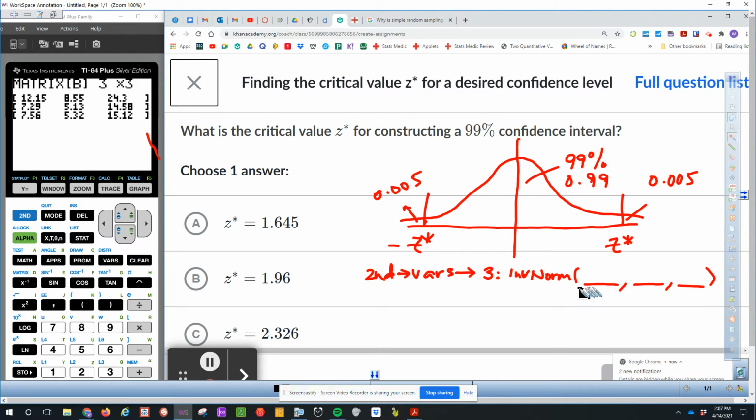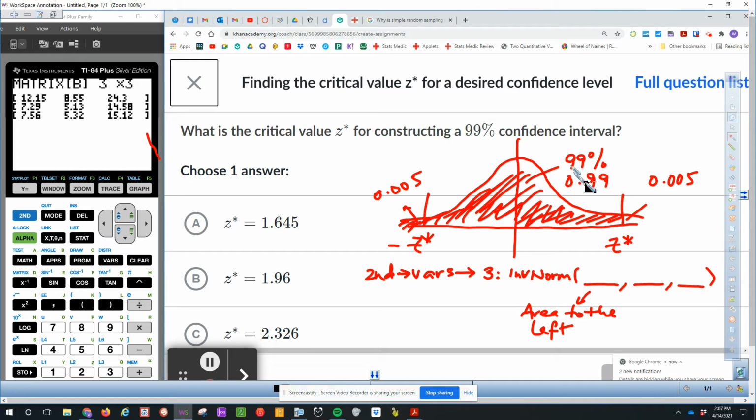And if you're using the calculator app on your phone, it will ask you for 3 things. What are the 3 things? The first thing is it will ask you for the area to the left. That's why I always want to draw, because visually you can actually tell. So the area to the left of z star is this whole thing.